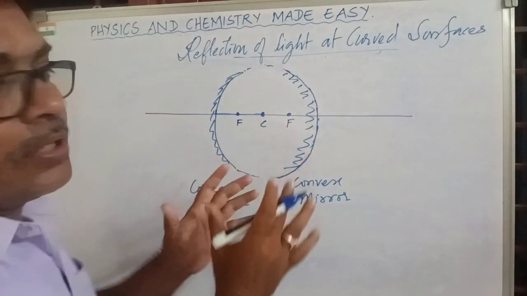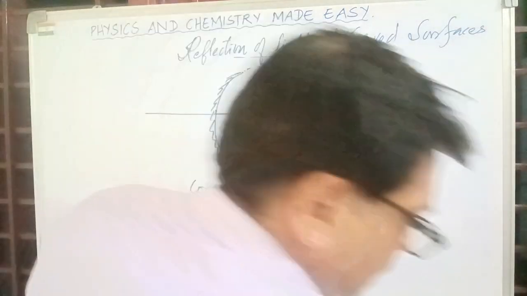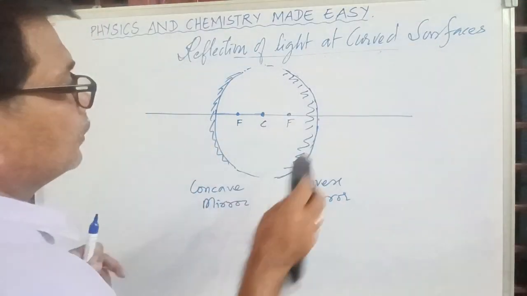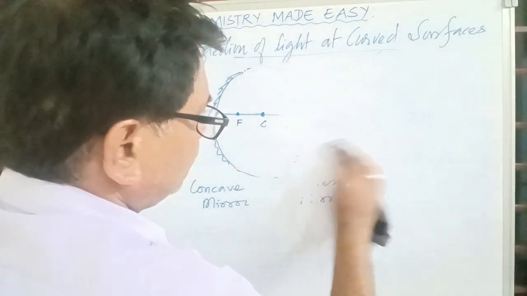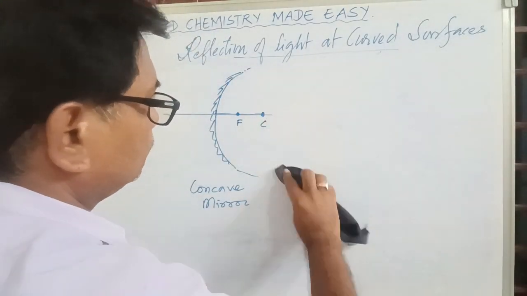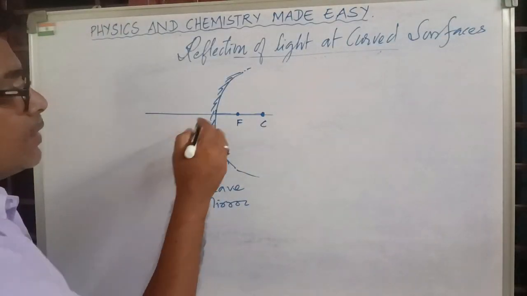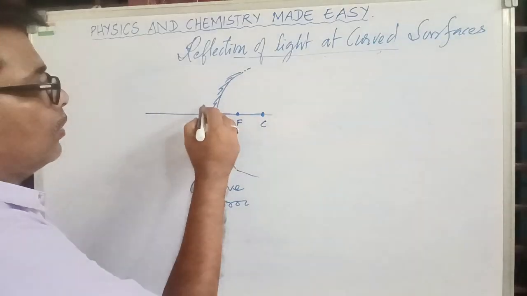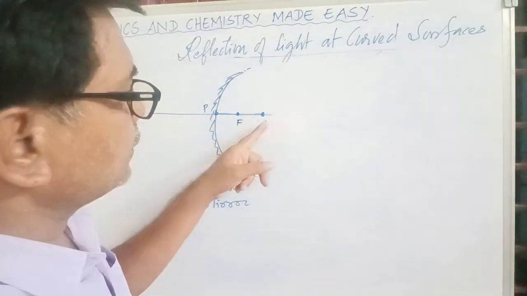In this way, curved surfaces are developed. Now we'll consider the concave mirror. When you take this concave mirror, as I said, this point is called the pole. This is a horizontal line joining the pole as well as the center of curvature.